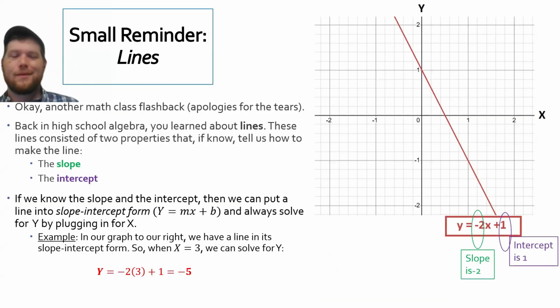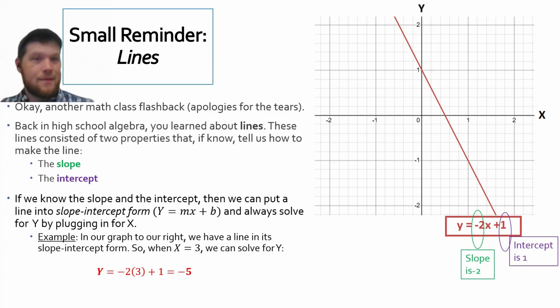So I'll give you a small math reminder about lines. Another math class flashback. I apologize for the anxieties. Deep breaths. We got this. Back in high school algebra, you learned about lines. You probably even did it in geometry as well. These lines usually consisted of two properties, in an algebra sense at least, that if known, tell us how to make the line. If we know the slope and if we know the intercept, we are good to go.